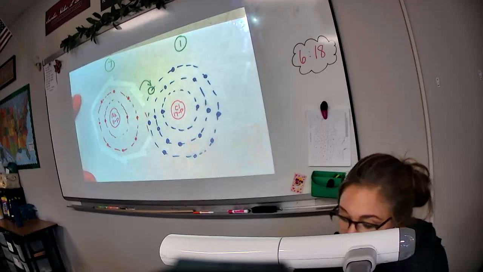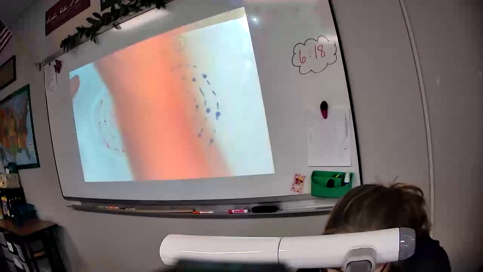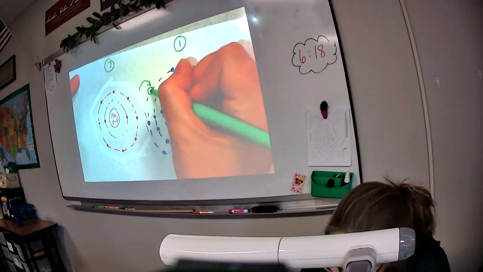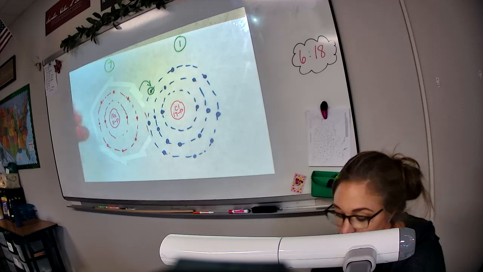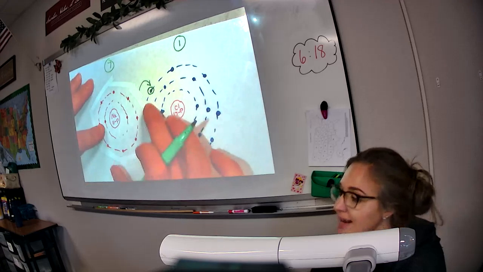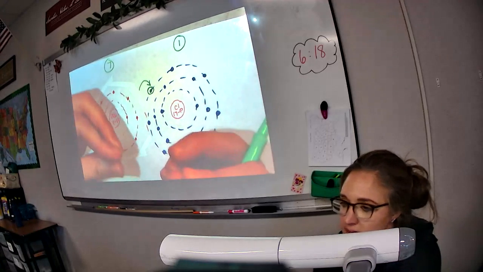Chlorine, he now has 1, 2, 3, 4, 5, 6, 7, 8 in his outer shell. So is he happy? Yes. Okay. This donating of the electron is the ionic bond. And that's the force that holds these two together.